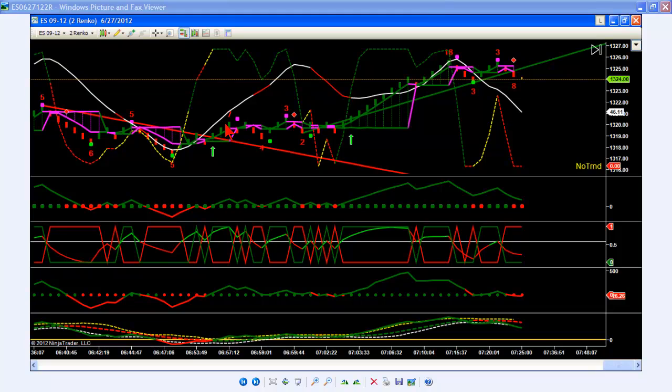However, this didn't turn out that way, and so I got out of this trade right here when the swing cycle crossed below the variable band, and that was a 1-point trade.